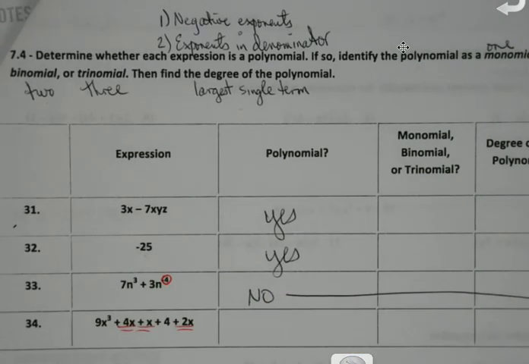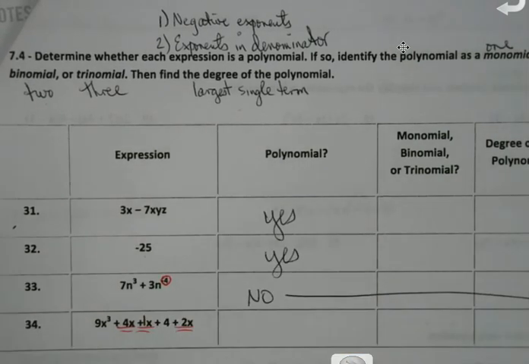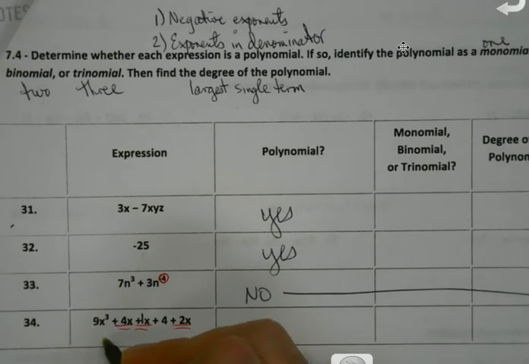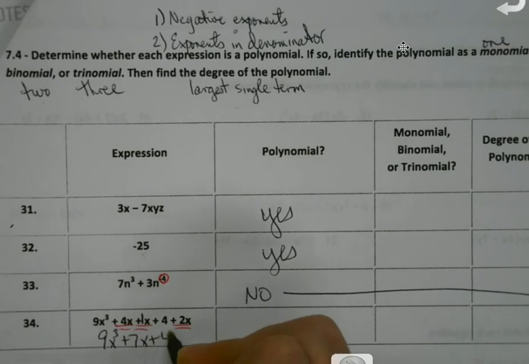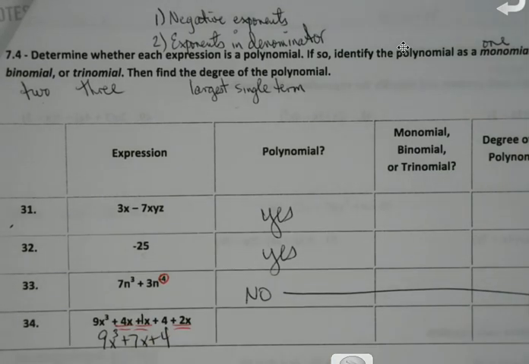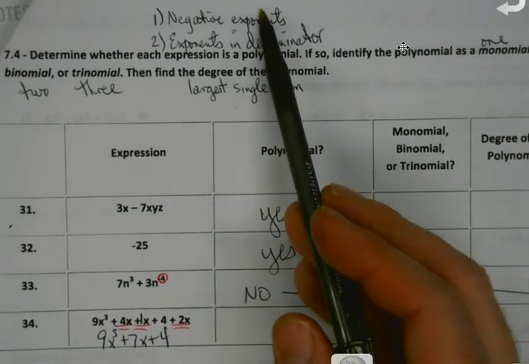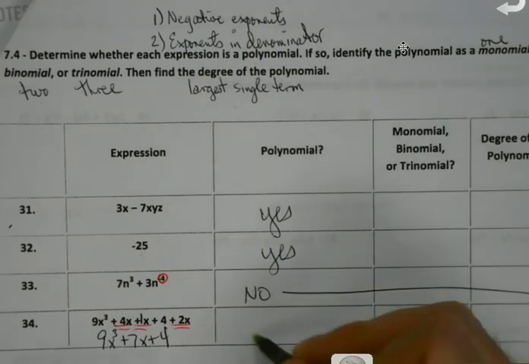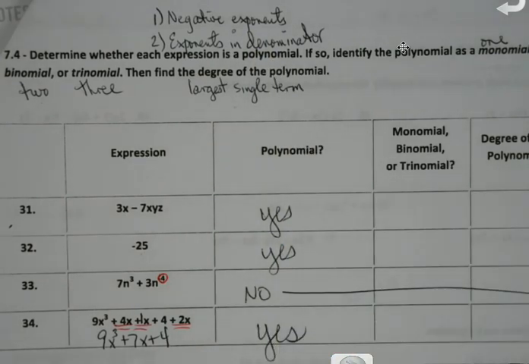4x and x is 5x. Remember, there's a 1 there. And 2x is 7x. So this is really no negative exponents, no exponents in a denominator. This is going to be a polynomial.